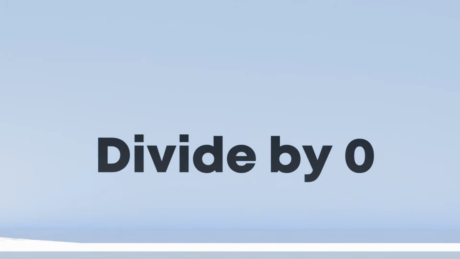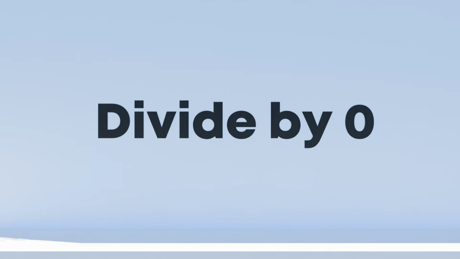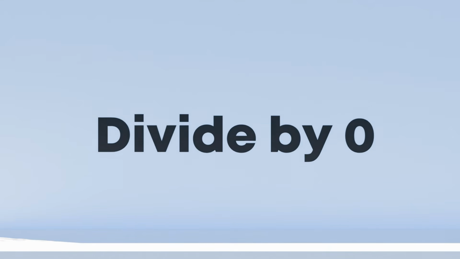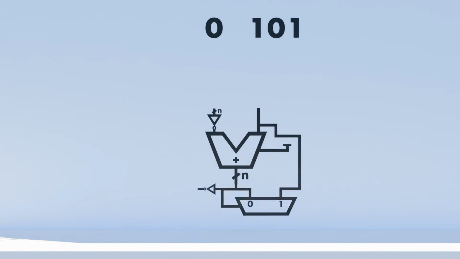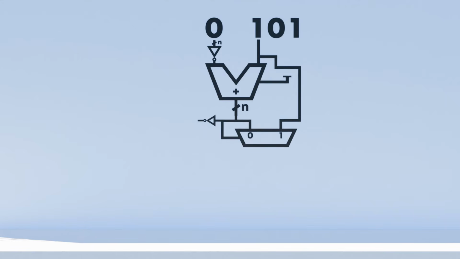What happens when you divide by 0? Well, let's go through it and see what happens. Let's do 5 divided by 0, or 101 divided by 0 in binary. In our first step, we check whether 1 is greater than or equal to 0, which it obviously is. So our Q2 output is a 1. Then we use our mux to get the difference between 1 and 0, that just stays 1.